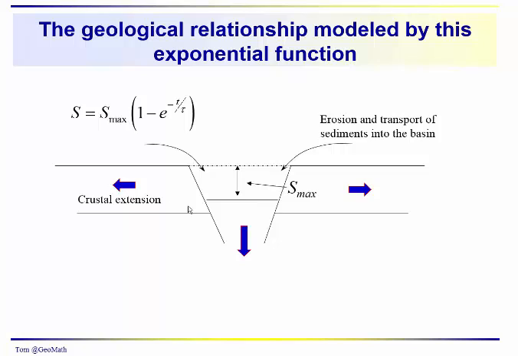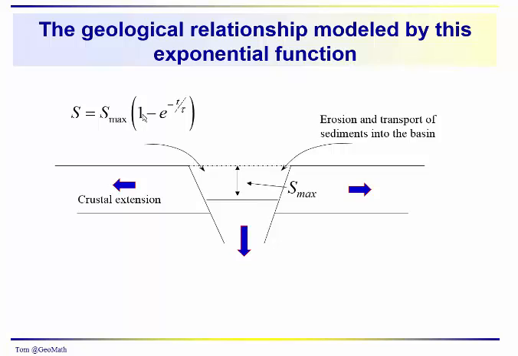So we have crustal extension taking place. We have a basin forming, an extensional basin. Probably we have convection down here in the upper mantle. We have erosion and transport from some source area filling the basin, and if it's a failed rift, if the extension eventually stops, we have some maximum thickness of sediments, S max.